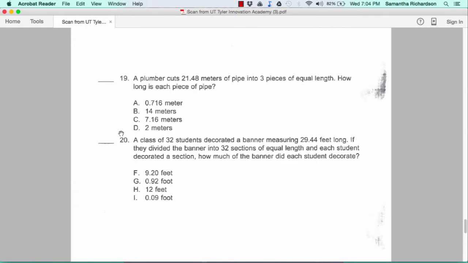Number 19. A plumber cuts 21.48 meters of pipe into 3 pieces of equal length. How long is each piece of pipe? A. 0.716 meter. B. 14 meters. C. 7.16 meters. D. 2 meters.